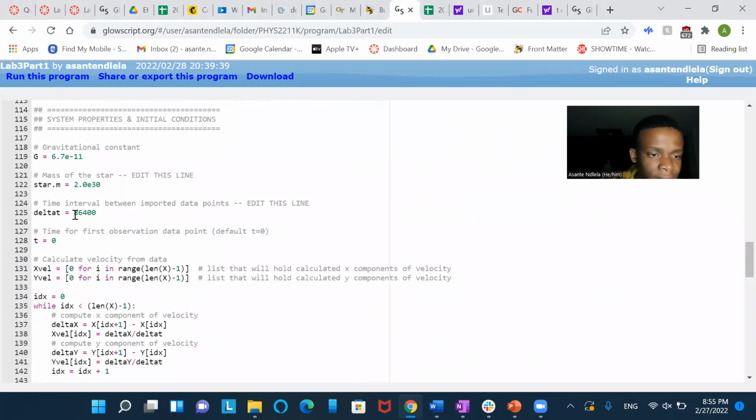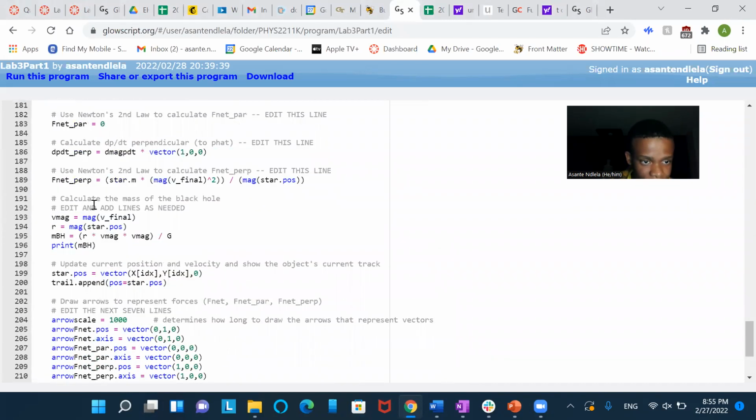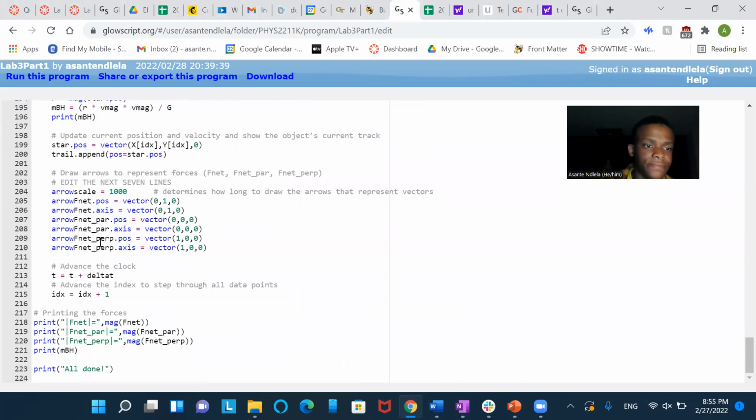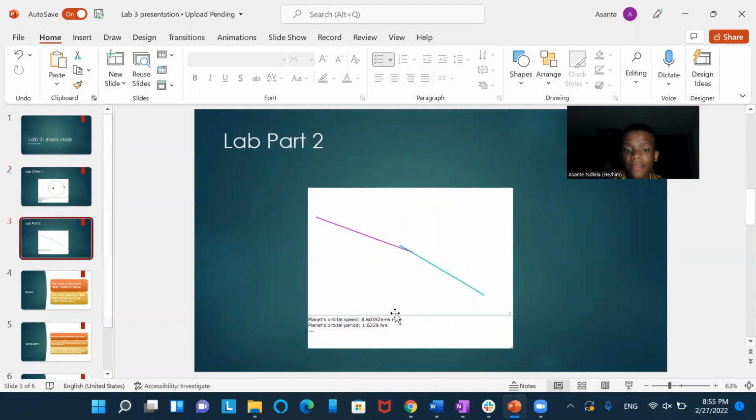Here I made delta t around a day. I converted it into seconds, obviously. And then I used that and the final velocity to calculate the mass of the black hole using this equation. And then this is the trajectory I got, and these are the values I got for the forces and the mass.